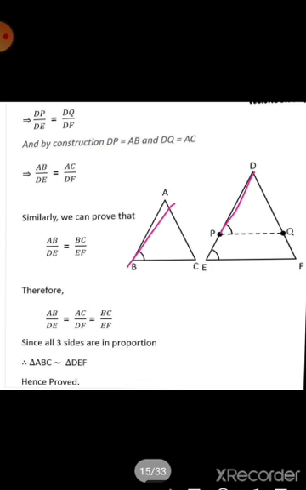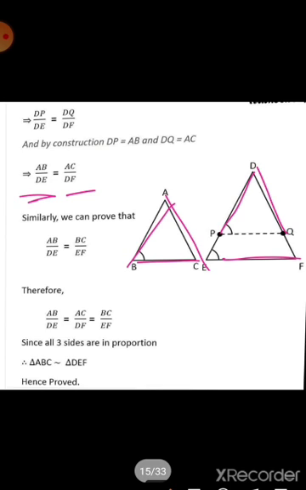DP is equal to AB, no? So, this DP by DE can be written as AB by DE. And DQ is equal to AC. So, DQ by DF can be written as AC by DF. So, similarly, we can also prove that AB by DE is also equal to BC by EF.